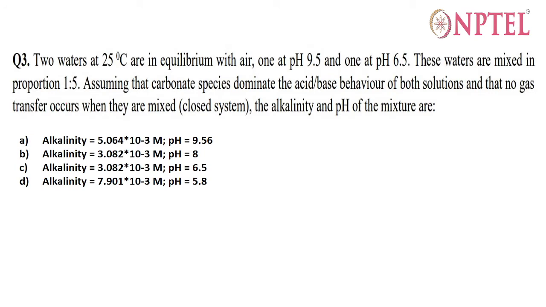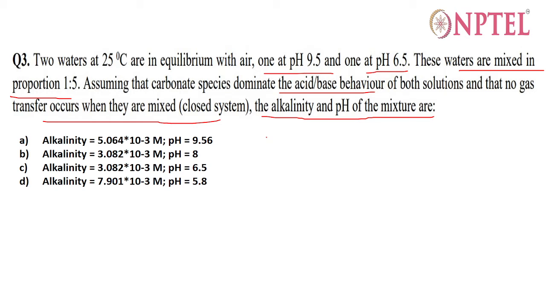Two waters at 25 degrees centigrade are in equilibrium with air, one at pH 9.5 and another at 6.5. Then the waters are mixed in a proportion of 1.5 to 1, and assume that carbonate species dominate the acid-base behavior for both the solutions, and no gas transfer occurs when mixed, in a closed system. The alkalinity and pH of the mixture you have to calculate. Use vMintech software quickly and answer.